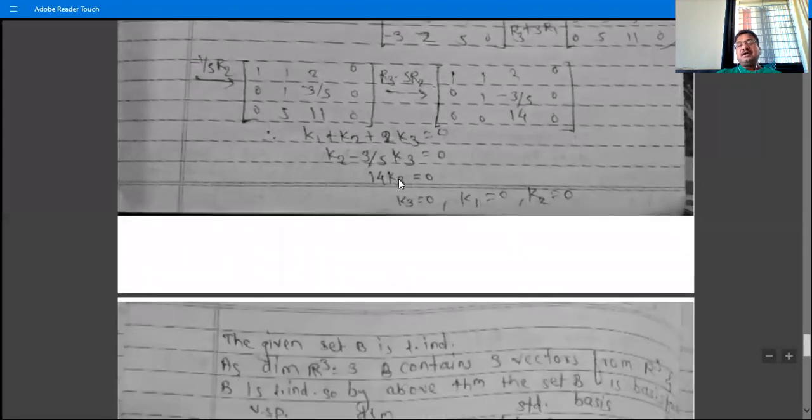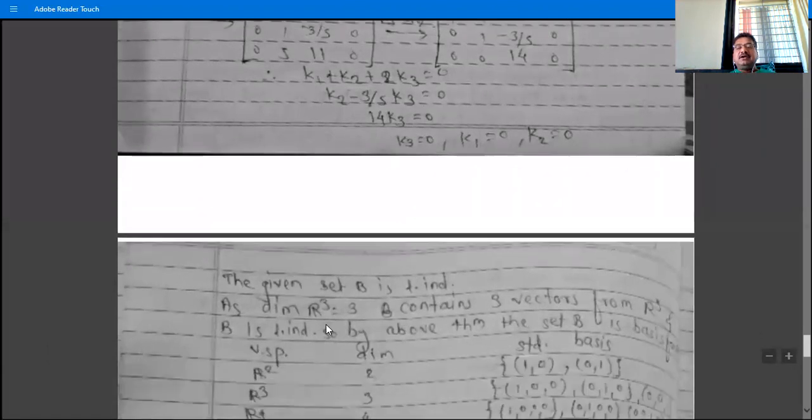So rewrite the equations. This is the first equation, this is the second equation, and the last equation is K3 is equal to 0. So from K3 is equal to 0, substitute K3 equal to 0 in the above equation. We have K2 is 0. And so substitute K2 as 0 and K3 as 0 in equation 1. We have K1 is equal to 0. That is, by back substitution, the values of K1, K2, K3 are all equal to 0. And therefore, the given set B is linearly independent.